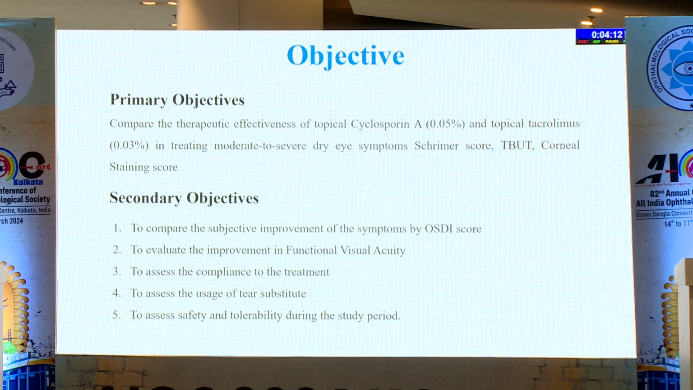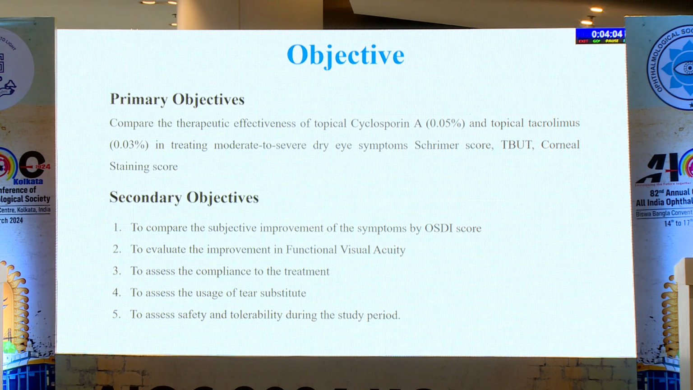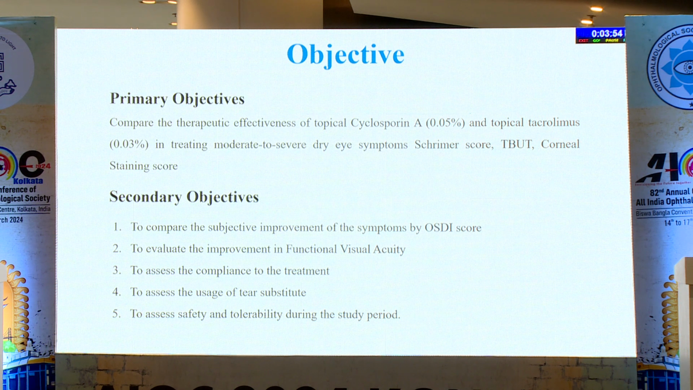So we have a primary objective to compare the therapeutic effectiveness between cyclosporine A and tacrolimus in treating moderate to severe dry eye by Schirmer score, TBUT, and corneal staining score, with a secondary objective also to see the improvement in OSDI score, functional visual acuity, compliance with the treatment, usage of tear substitute, and the safety.